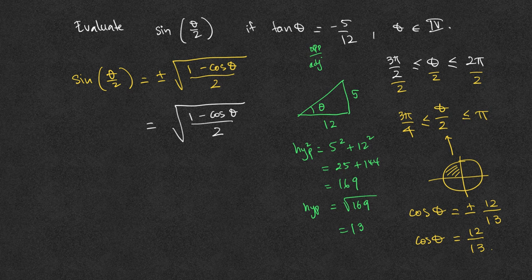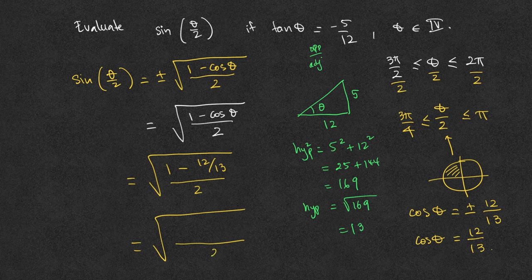We then plug 12 over 13 into this expression. The square root of 1 minus cosine of theta, which is now 12 over 13. Don't forget, the 2 is still in the denominator inside the radical. In the numerator, the denominator is 13, so we write 13 and multiply 13 over 13 to 1 to get the common denominator: 13 over 13 minus 12 over 13.